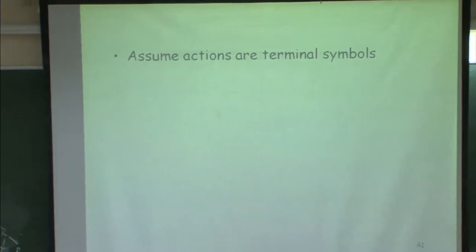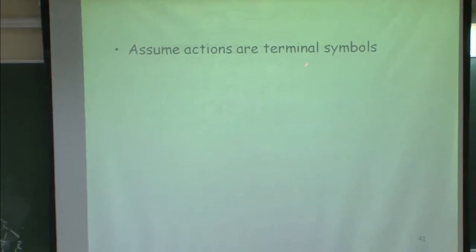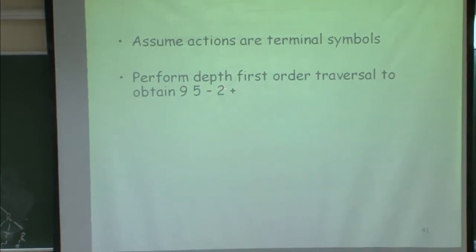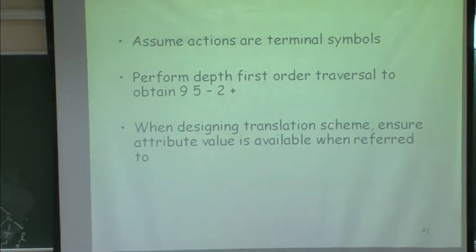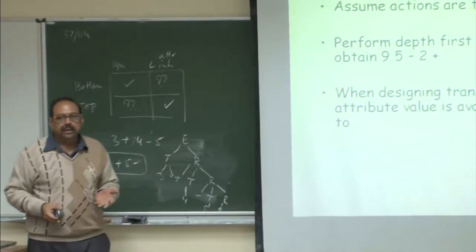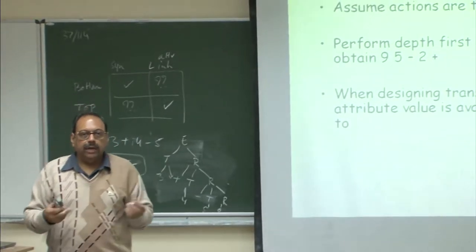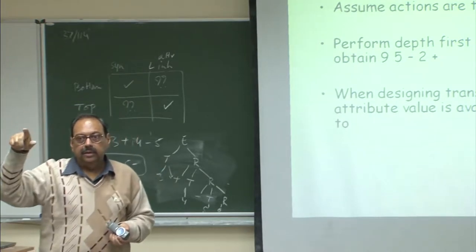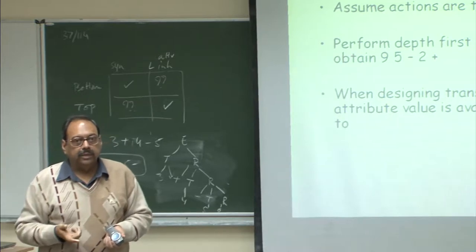So what we are assuming here is that actions are nothing but terminal symbols, and when I perform a depth first traversal, whenever I reach this terminal symbol, the corresponding action is going to get executed. And when we design translation schemes, we therefore have to ensure that when I say print num here, the value of num is available. Suppose I put it at a wrong place and the value of num is not available, then what will happen? My data dependence graph will get violated. I have certain data dependencies, remember? That will get violated if I don't put my action at the right place.